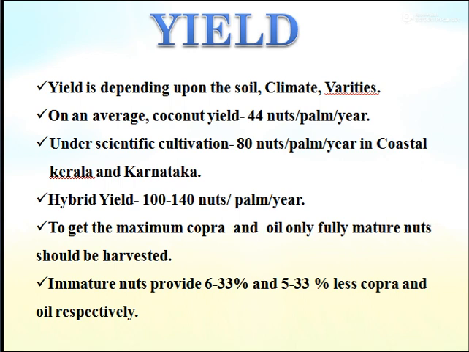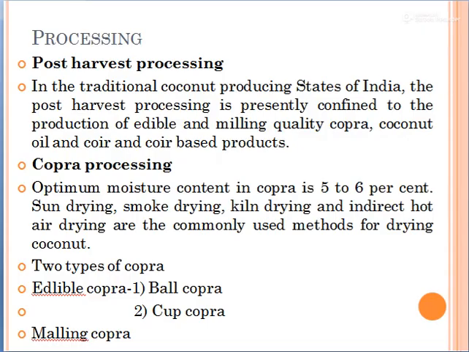After the harvesting, some processing is also done in coconut. In the traditional coconut producing states of India, post harvest processing is presently confined to the production of edible and milling quality copra, coconut oil, and coir or coir based products. For the processing of copra, there are two types: first is edible copra and second one is the milling copra.